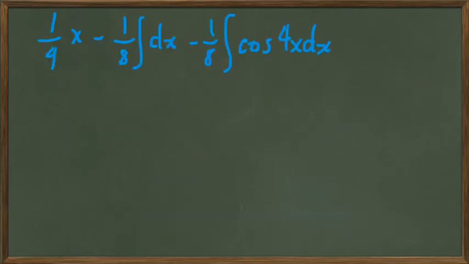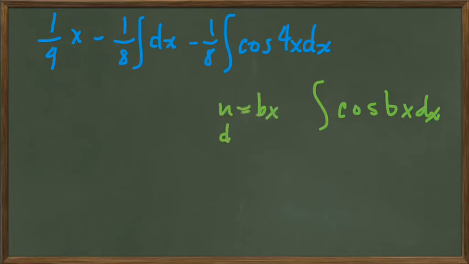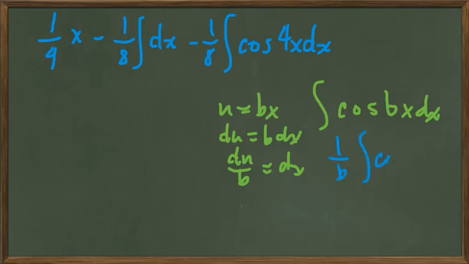Let's note that when we integrate cosine of a constant b times x, we let u equal bx, du is b dx, du over b is dx. So if we convert to the variable u, we have 1 over b integral of cosine u du, which is 1 over b sine of u, but u is bx. So it's sine bx over b that we get.